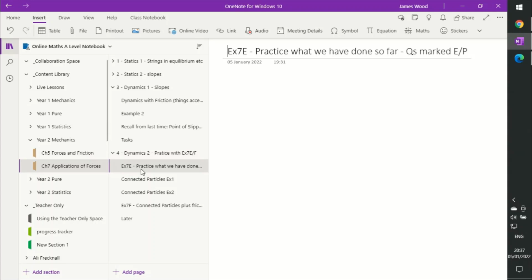So if you have a look at 7e, I would recommend picking out the questions marked E/P, which is the exam style questions. And you're welcome to do any other ones from that exercise as well, but they're all good practice of all of the things that we've done so far. And then what we're going to go on to is look at connected particles, so things like pulleys and so on.